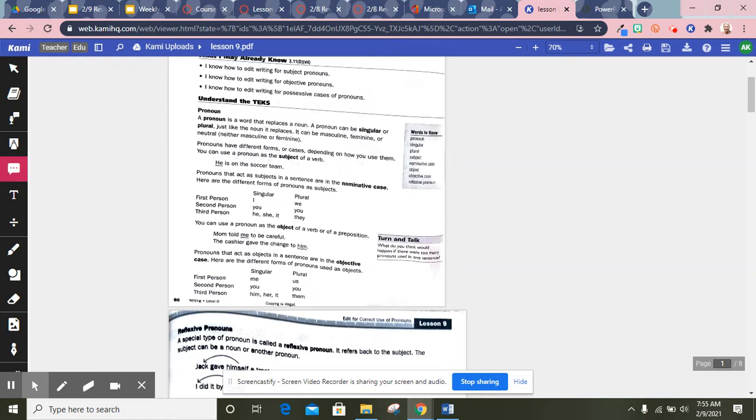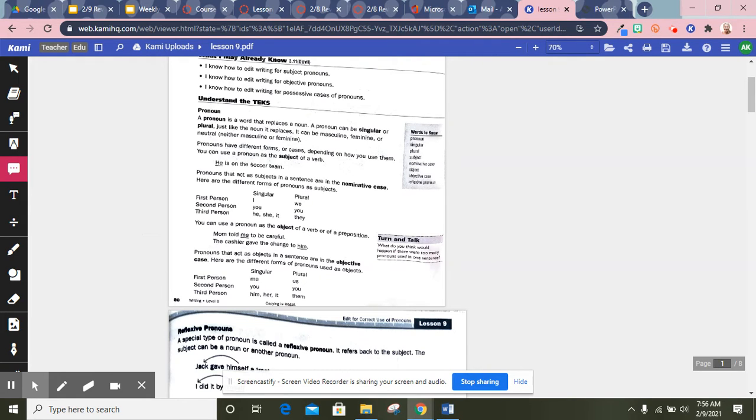You can use a pronoun as the object of a verb or of a preposition. Mom told me to be careful. So what did Mom do? She told me. The cashier gave the change to him. Pronouns that act as objects in sentences are in the objective case. So here are the different forms of pronouns used as objects. First person, me, us. Second person, you, you. Third person, him, her, it, them.